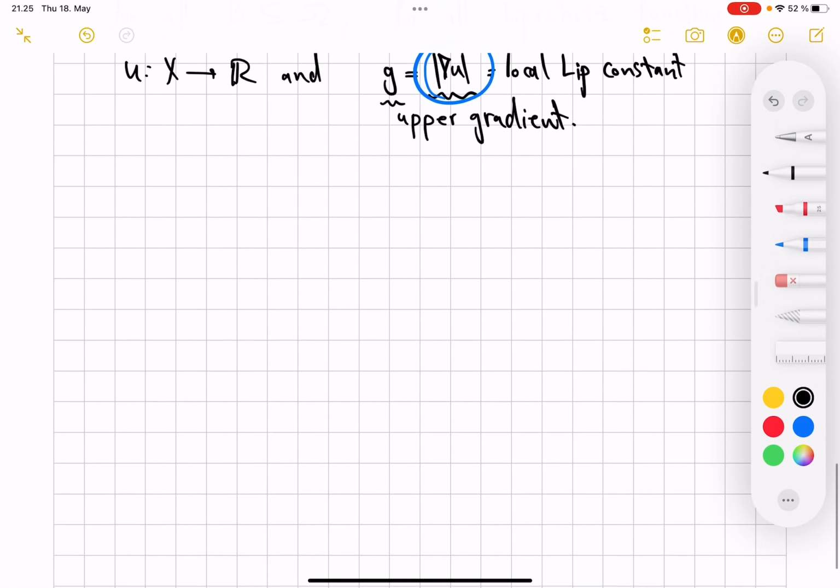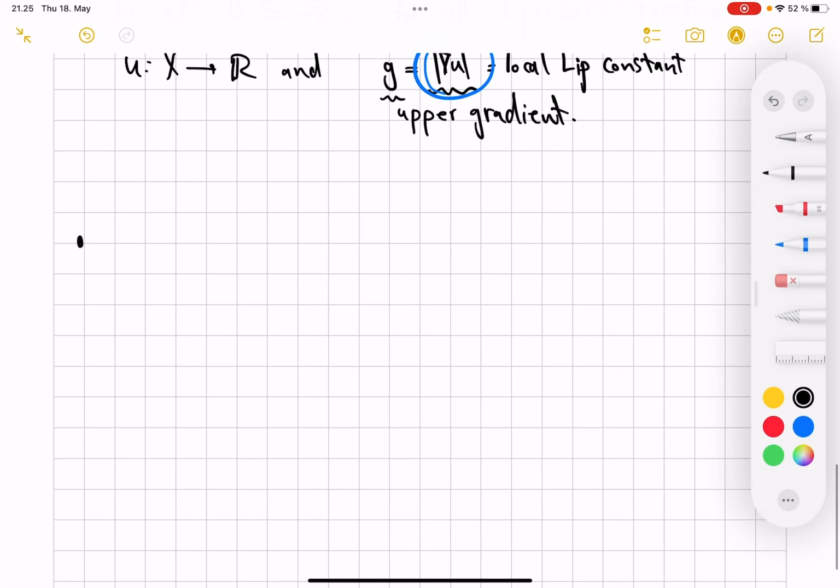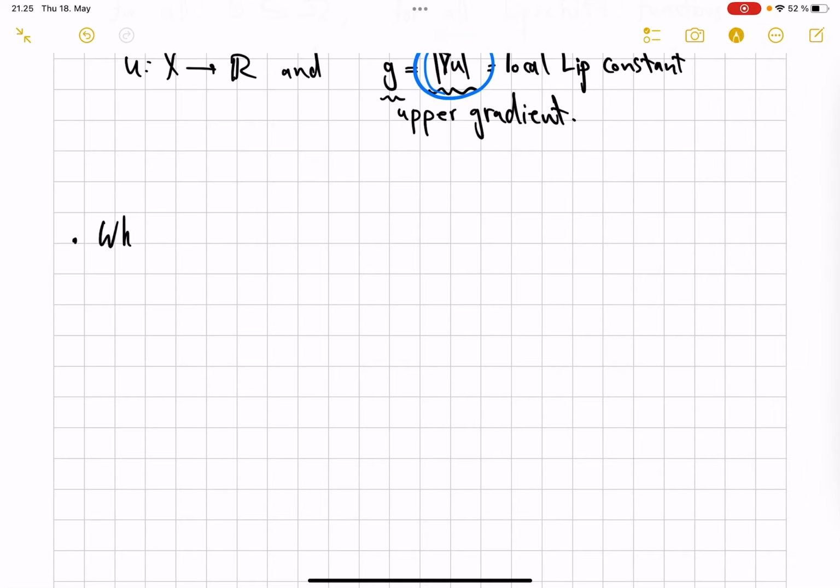Now I want to build up on the previous example. Okay, why do we need this example? It will show us why we need this dilation bigger than 1.